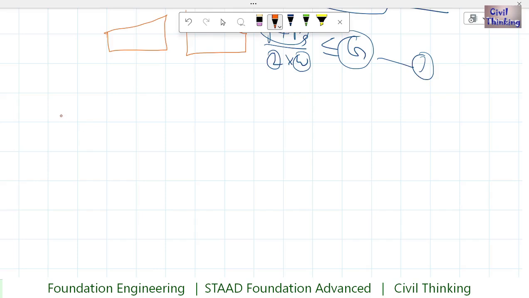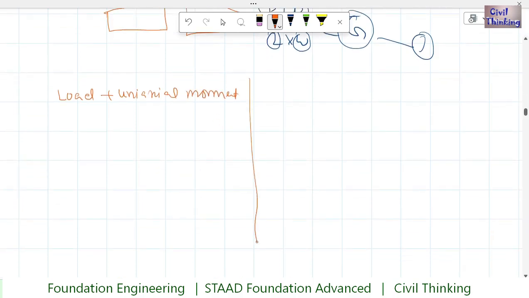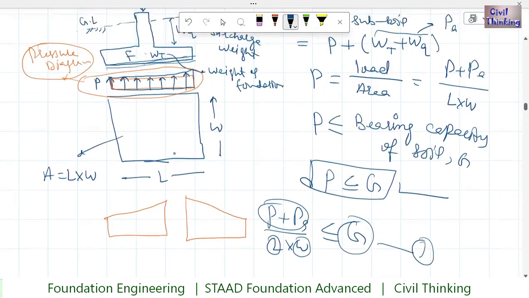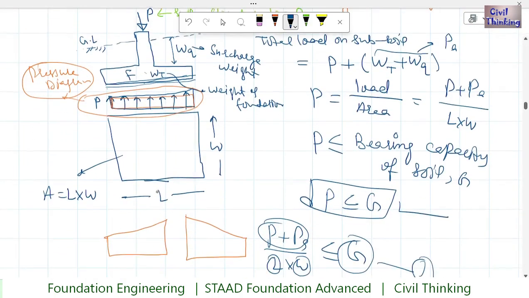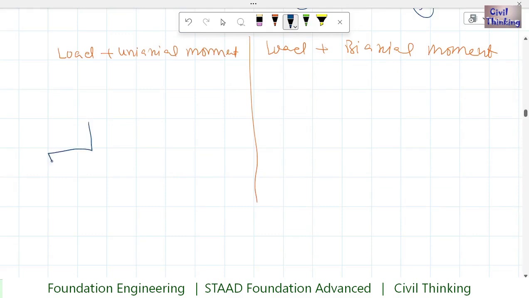For case 1, we can get multiple kinds of combinations: load plus uniaxial moment, and we can also get load plus biaxial moment. Now what is this? As you can see here, we only have this much load, P, and there was also PA. Earlier we only showed this much load. It was P from the superstructure, and I can also add PA here so that I can show the total load.